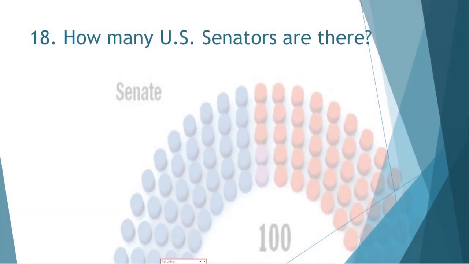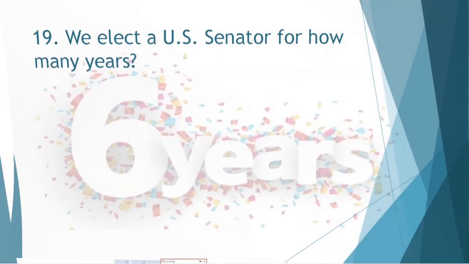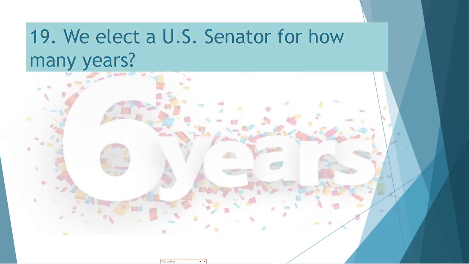How many U.S. senators are there? There are 100. We elect a U.S. senator for how many years? Six years.